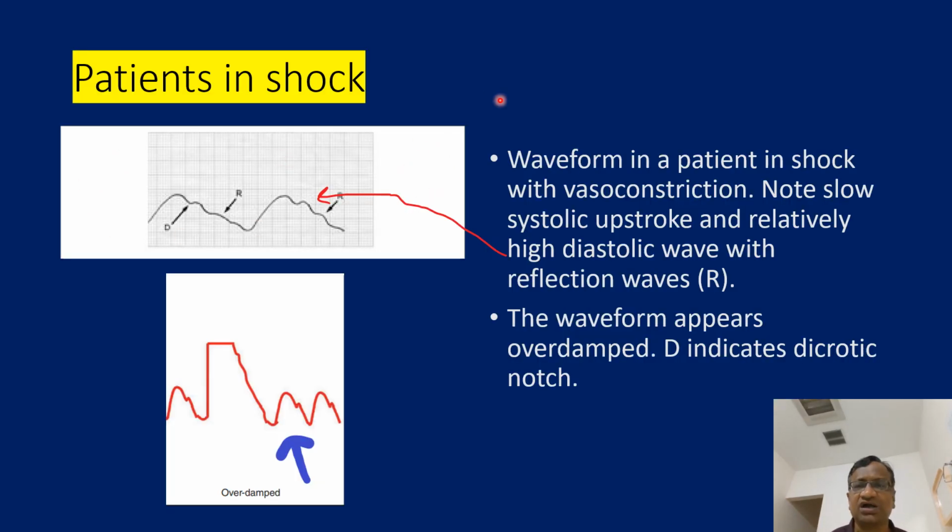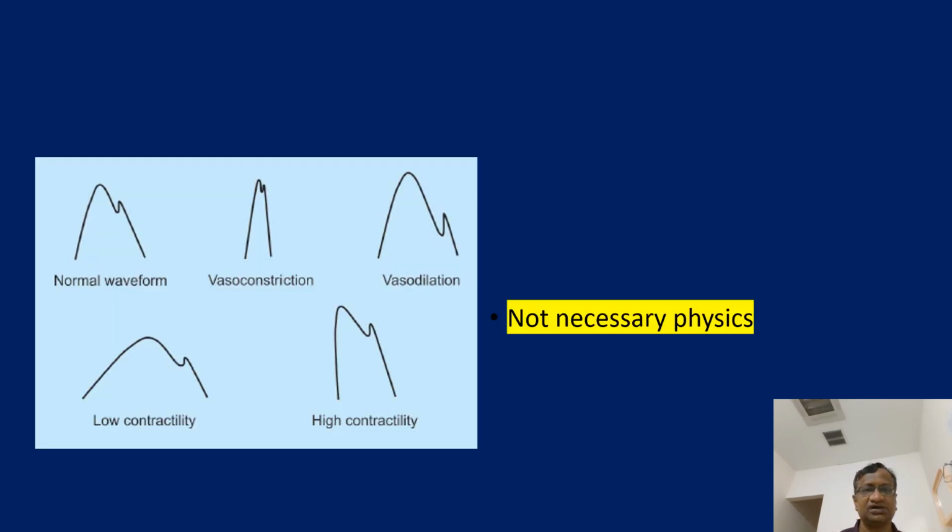This patient is in shock. Now this is very much damped. Here is the dicrotic notch, and another reflection wave in the diastolic phase after the dicrotic notch. Now D indicates the dicrotic notch. This is the patient in shock.